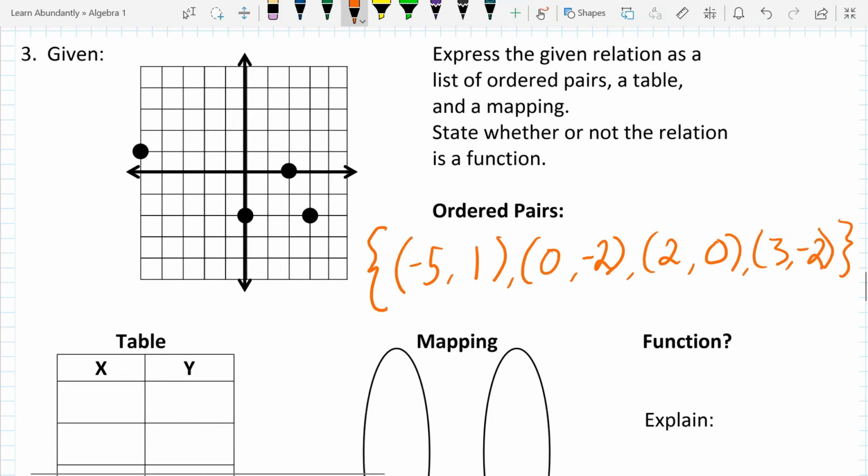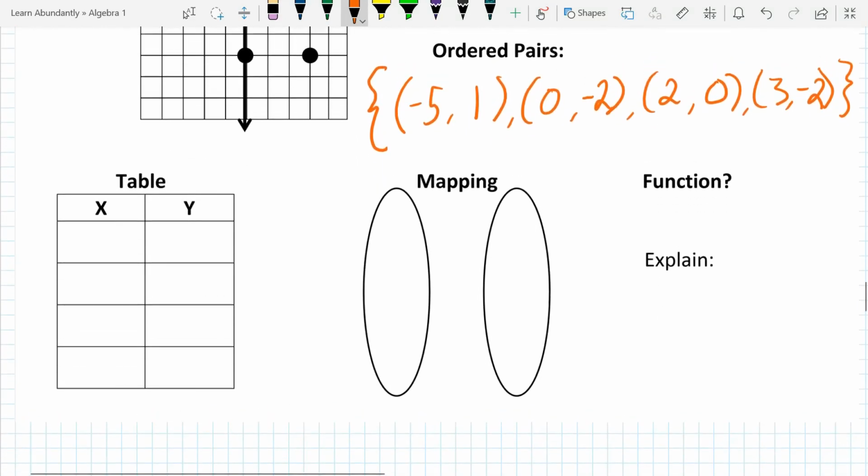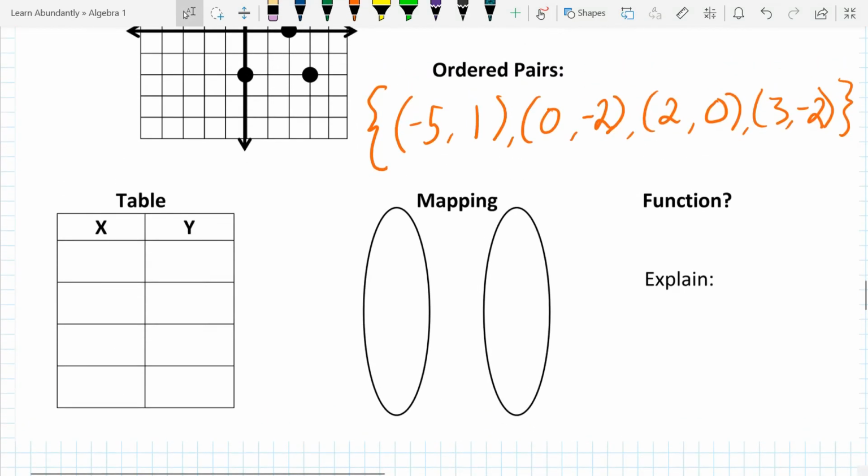All right, now I'm going to make a table. I'm going to use my ordered pairs for that table, so I'm going to just keep them in the order I did. Since I work left to right, they're already in the right order for the x's. So I go negative 5, 0, 2, 3, 1, negative 2, 0, negative 2.